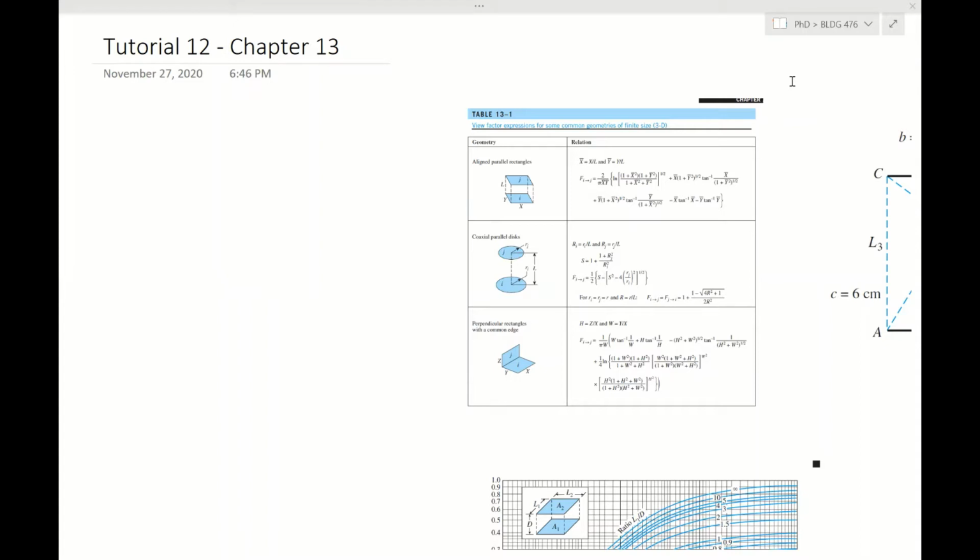So this is chapter 13, which gets a little bit more into radiation, and specifically in this tutorial, we're going to be covering view factors.